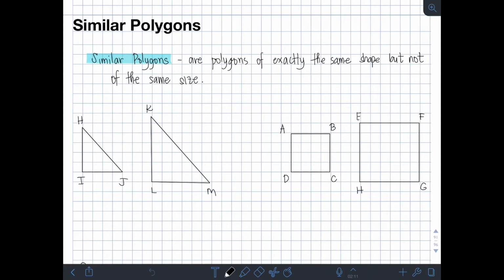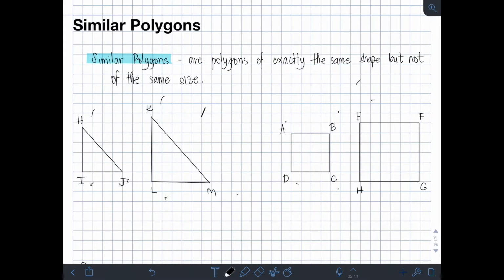Okay, so this time ay ituturo ko naman sa inyo ang similar polygons. So ano ba ang similar polygons? So similar polygons are polygons of exactly the same shape but not of the same size. So meron ako ditong dalawang samples ng similar polygons. In particular, meron akong dalawang triangles, triangle HIJ and triangle KLM. So they are similar. As well as isang quadrilateral or in particular square ABCD and EFGH.